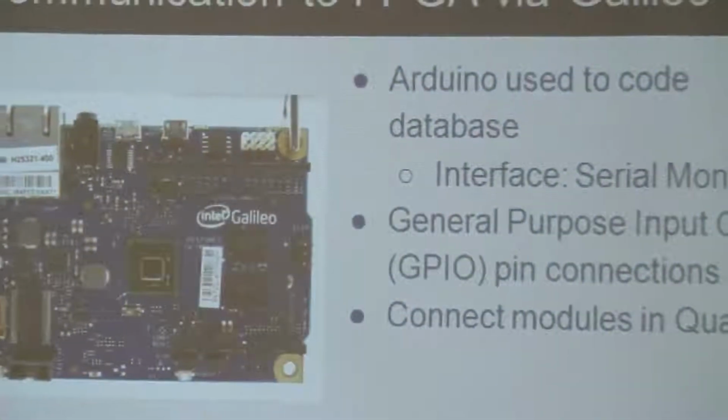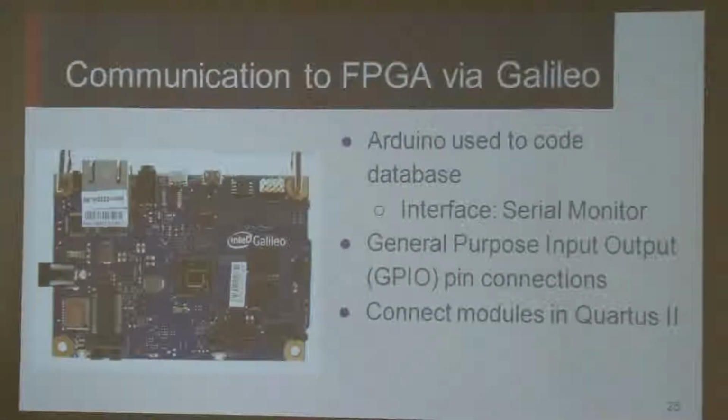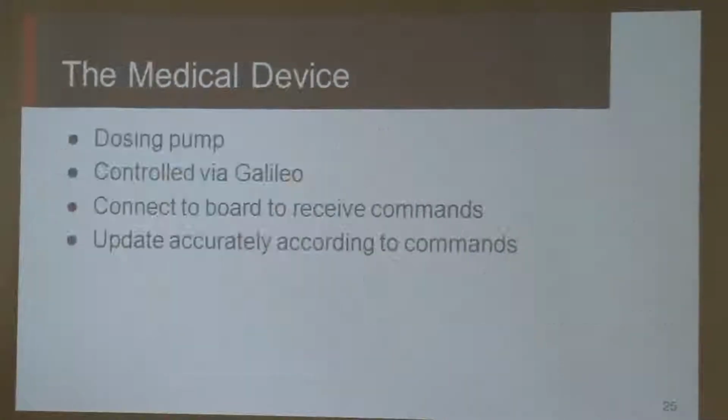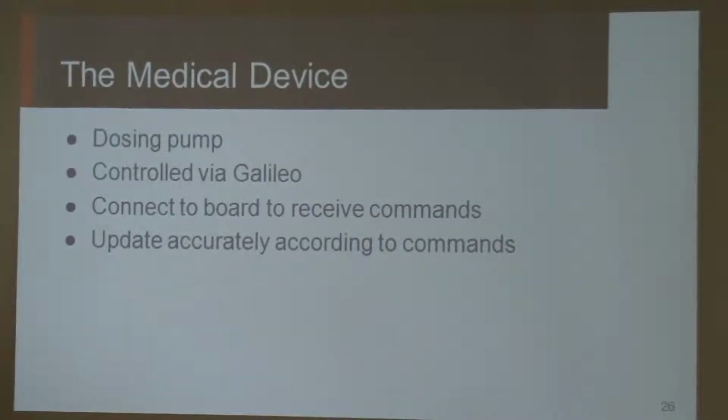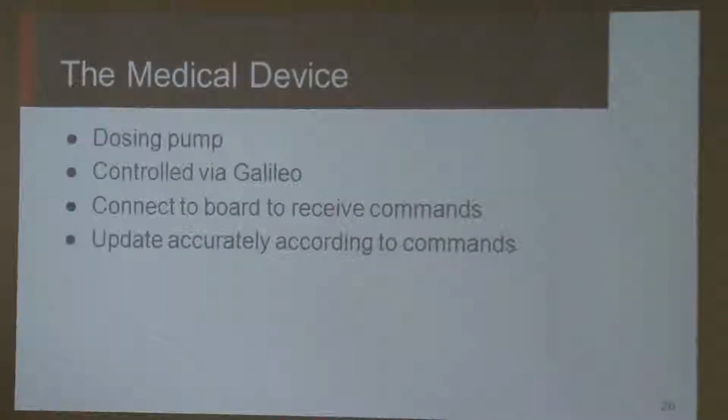So the Galileo connects our pump and our FPGA together, and they communicate via GPIO pins, general purpose input-output pins. We connected all of these things together in Quartus. Our dosing pump, our simulated medical device, we're controlling via those pins through the Galileo, and we want to make sure that when all is said and done, we've authenticated the information and decrypted our command successfully, that the pump is turning on and doing everything that we asked for it to do.